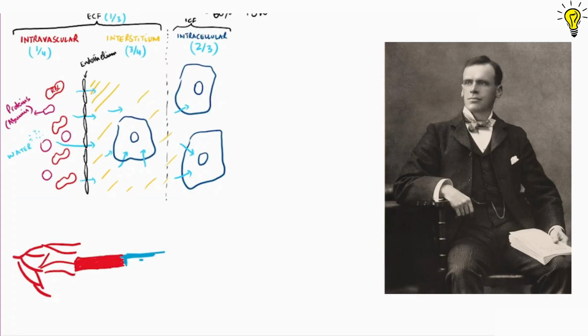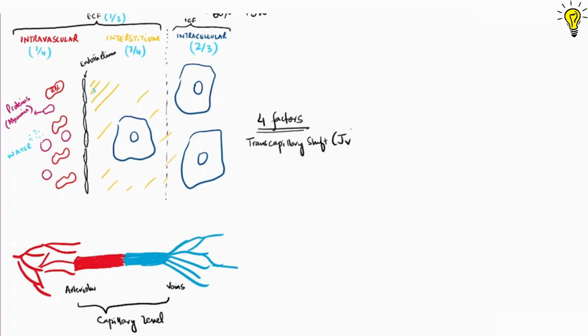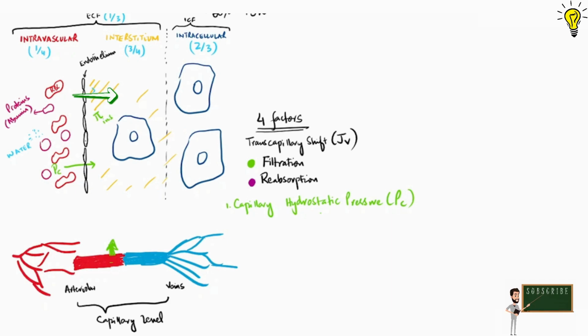At the level of capillary, Starling's classic teaching states that 4 factors dictate whether water moves out, shown in green, called filtration, or whether it moves inside the vessel, called reabsorption, shown in purple. The agents of filtration include capillary hydrostatic pressure that pushes water out of the capillary and colloid oncotic pressure of interstitium that pulls it out into the interstitium.